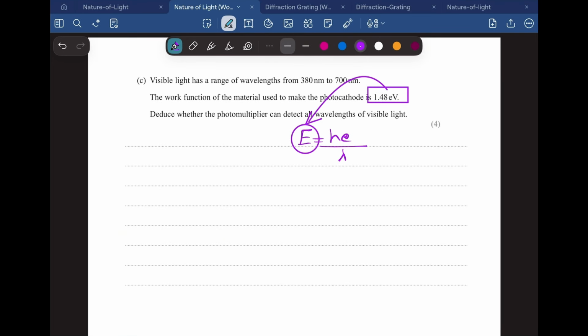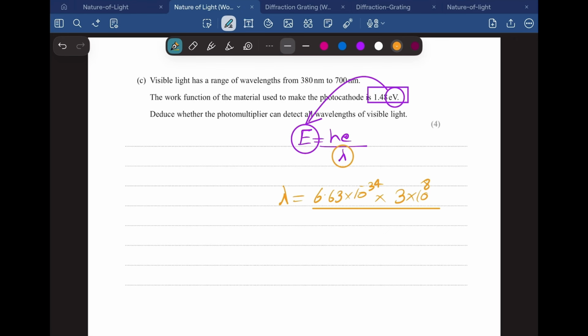Now we can actually convert this energy into joule. Basically this electron volt can be converted into joule. We will have to figure out the wavelength value. To figure out the wavelength value, we can write it like this. We know Planck's constant, which is 6.63 × 10^-34, multiplied by the speed of light, which is 3 × 10^8, divided by the lambda.